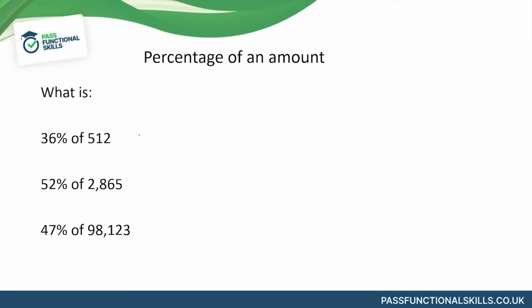Now, it really drives me crazy when I give a question like this to a student and they'll work out that 10% is 51.2, so 30% is 51.2 times by 3, 5% is 51.2 divided by 2. I mean, these are crazy calculations when you've got a calculator that you can do the whole thing. We need to understand percentage multipliers.